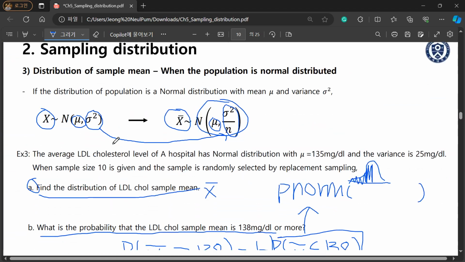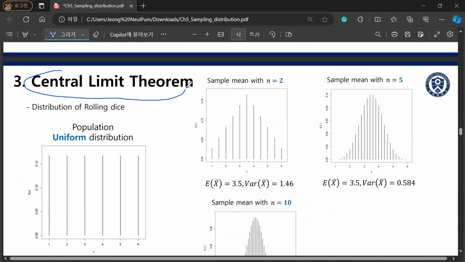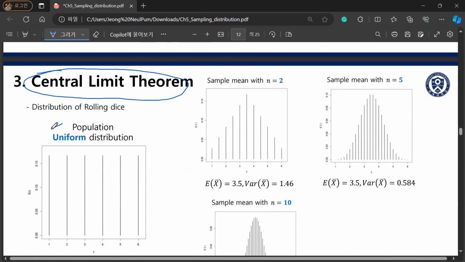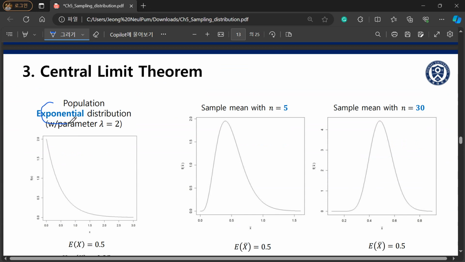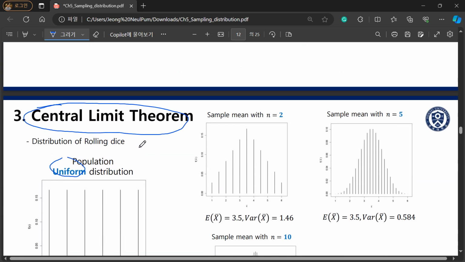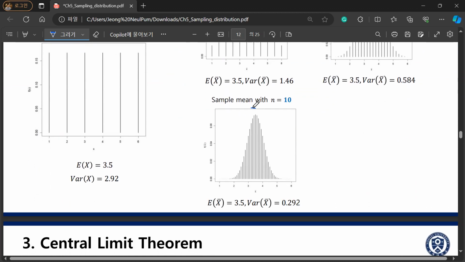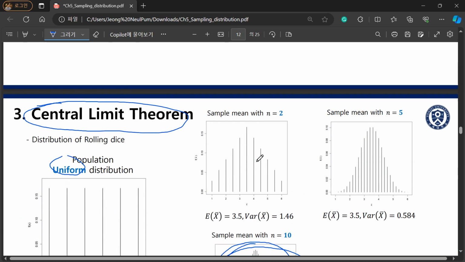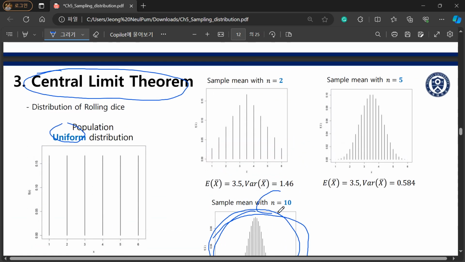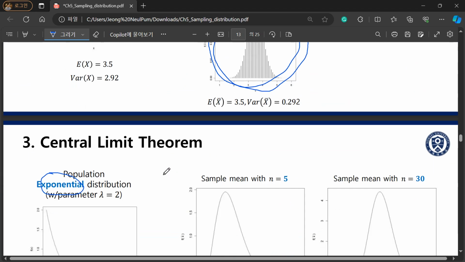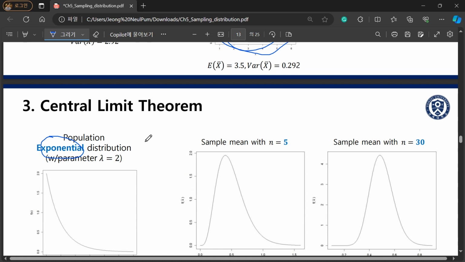Actually, the central limit theorem guarantees that even though we start from another distribution like the uniform distribution or the exponential distribution, as we observe the distribution of the sample mean, we always find that it leads to the normal distribution. The distribution of the sample mean always goes to the normal distribution when n increases, even though we started from various distributions. This is the most important thing in statistics.